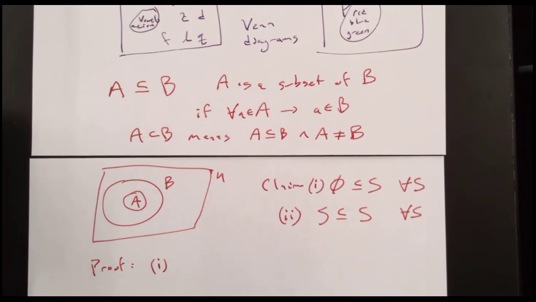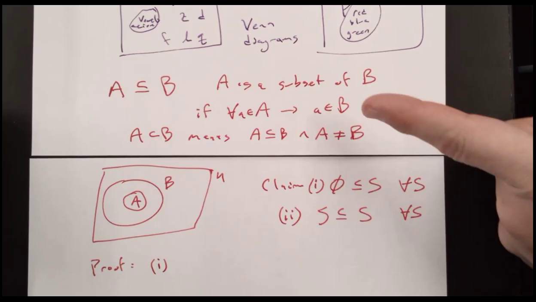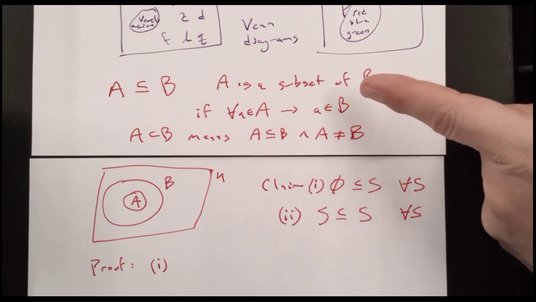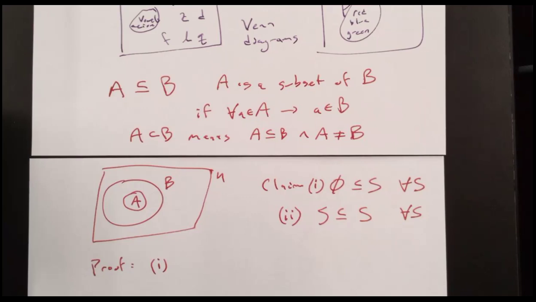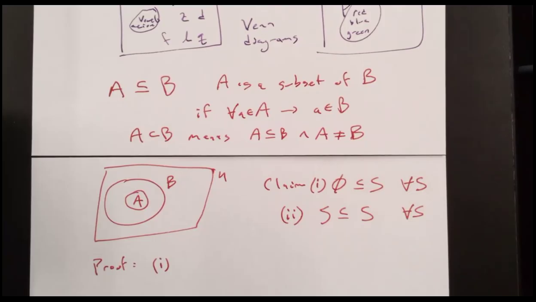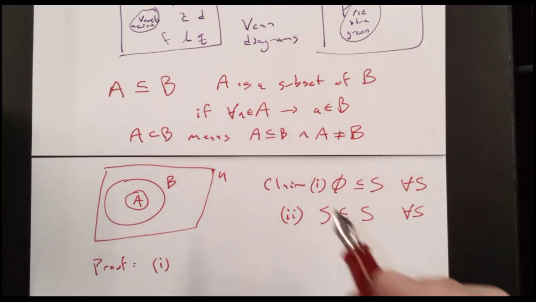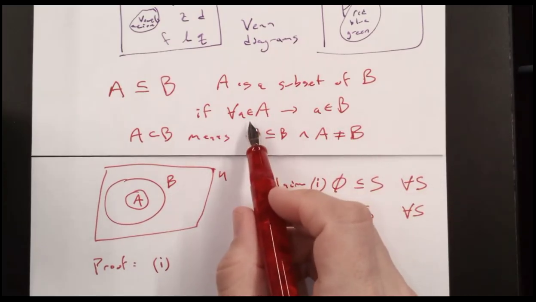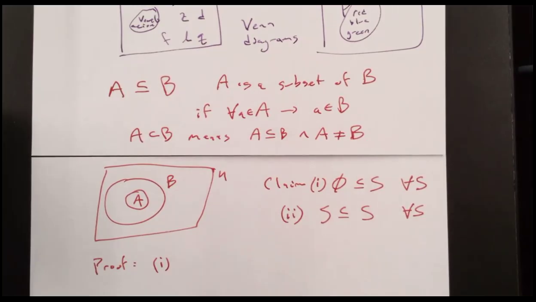In order for me to show that the empty set is a subset of S, I need to show this is true. So let's instantiate. Let's pick an element in the empty set. There's nothing. There isn't one. Which means this if-then statement starts with a false. And F arrow anything is automatically true. This is a vacuous proof.